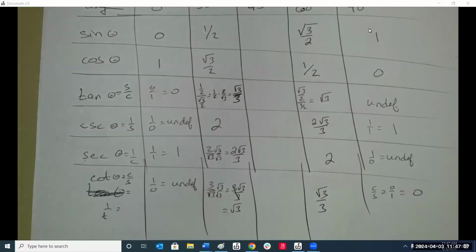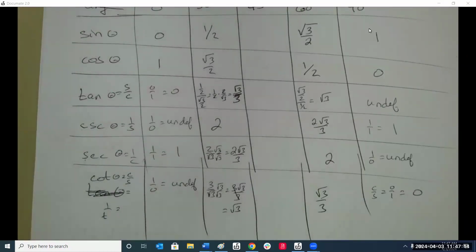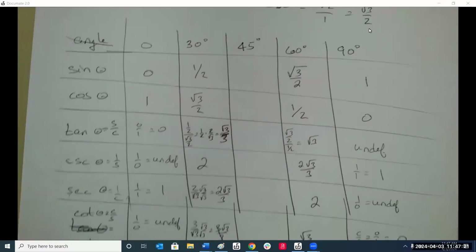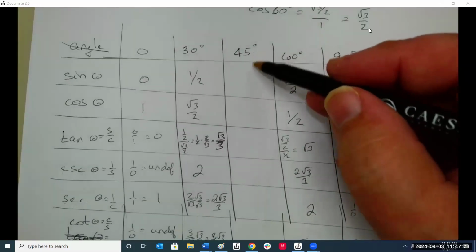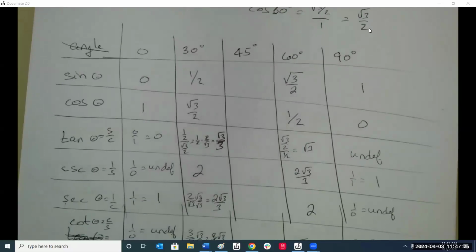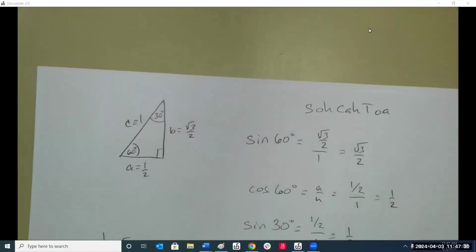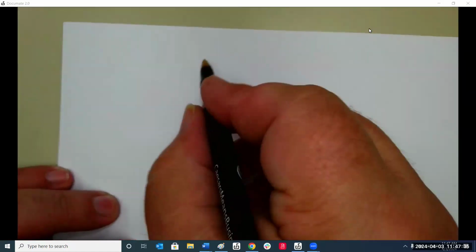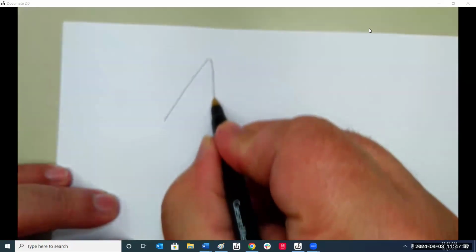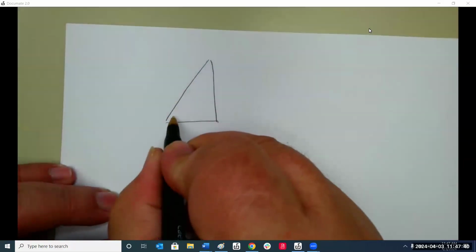Any more examples here? Well, now the question becomes, what happens at 45 degrees? Because we started off with a 30, 60 degree angle. That's pretty easy there. What happens at a 45 degree angle?